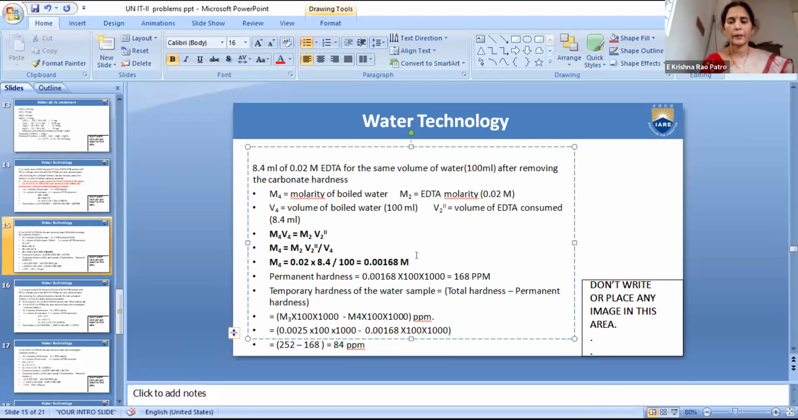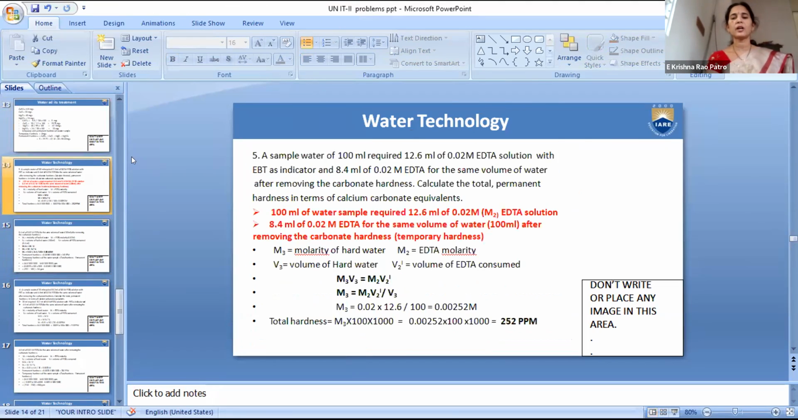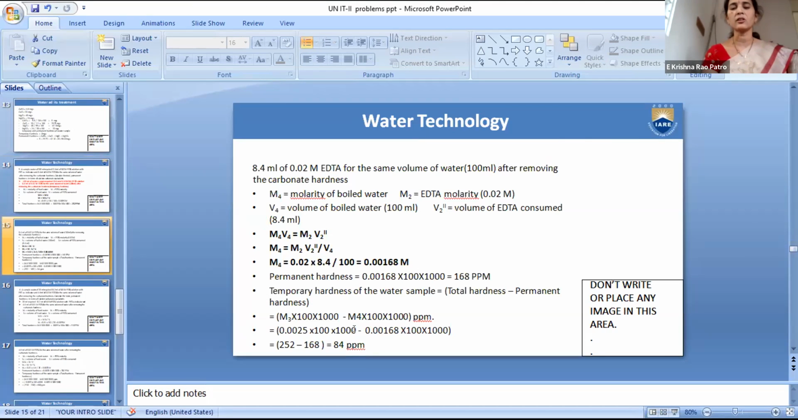Everybody write down. Now permanent hardness, converted into ppm, is equal to 0.00168 into 100 into 1000, which is 168 ppm. So we got permanent hardness 168 ppm. Total hardness we got 252 ppm. But there is no need to find temporary hardness here, students, because the problem only asks us to find total and permanent hardness. I just gave it to you to understand. So the answer is, for total hardness 252 ppm, for permanent hardness 168 ppm.